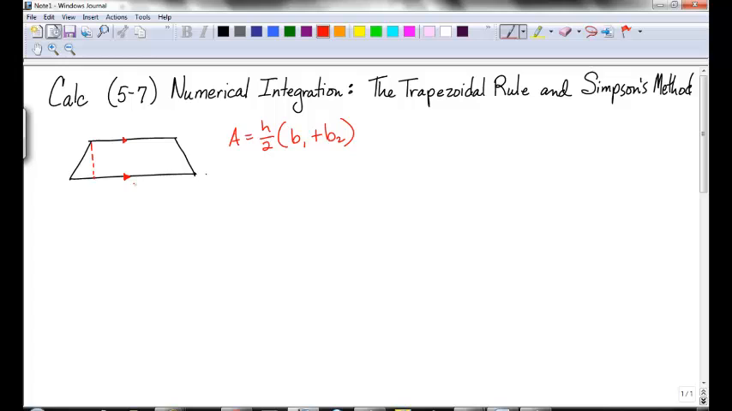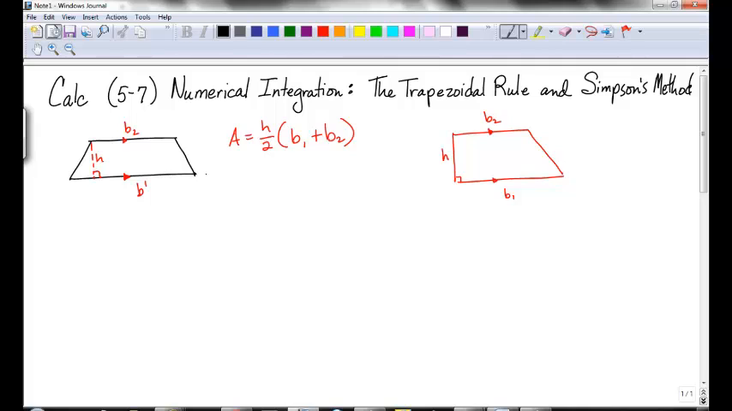I'm going to label the bases like this: the base along here would be b sub 1, this base up here would be b sub 2, and the perpendicular distance is the height. A trapezoid might look like that, or it might look like this. Some trapezoids might look like this. It's still one pair of parallel sides. If this is a perpendicular, then this would be the height, and these would be the bases. Still the same formula for the area.